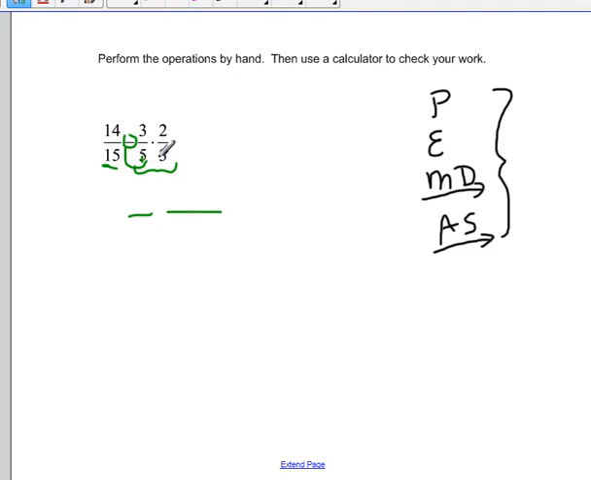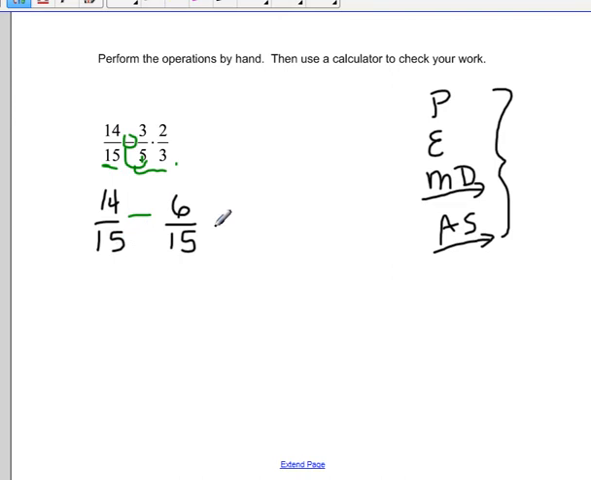So I'm going to go ahead and just multiply straight across. 3 times 2 is 6. 5 times 3 is 15. And if I go ahead and bring down that, whoops, I want to be sure that that looks like a 15, that it doesn't look like a 6. So let me just rewrite that. So we said that that was 6 over 15. And remember, we don't want to forget about that 14/15, which was the first part of the problem.